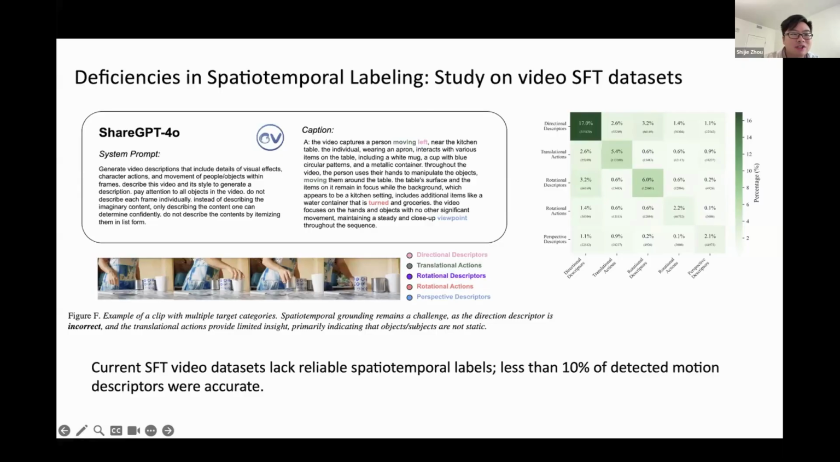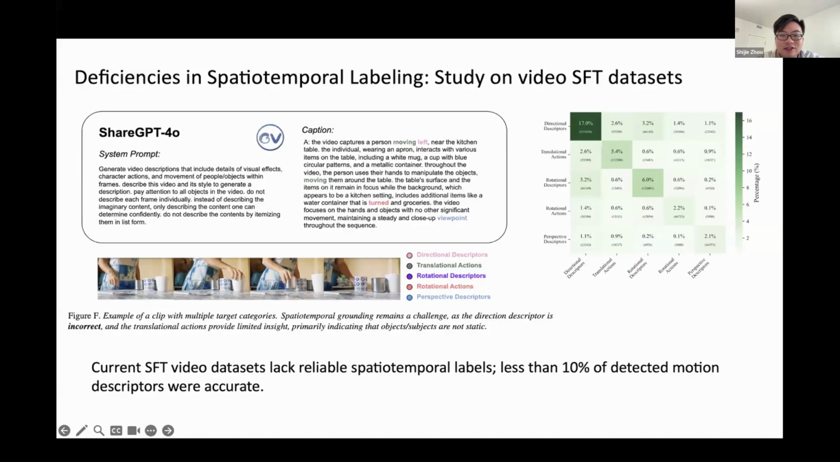Let's see one example in the shared GPT-4o dataset. Basically, the shared GPT-4o dataset is a very commonly used video supervised fine-tuning dataset, and it is annotated using GPT-4o, which is intrinsically problematic with the spatial temporal awareness issue. So we studied the descriptors, like directional descriptor, translational descriptor, rotational descriptor, and rotational action perspective descriptors. We find that usually their caption itself is incorrect.